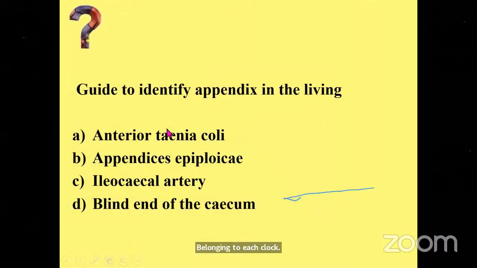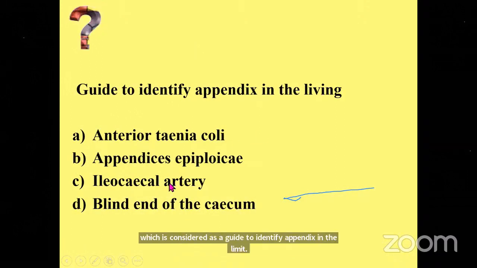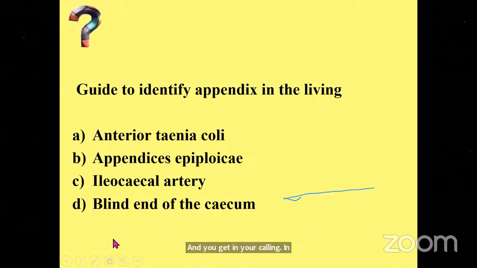Okay. Now, the next thing is, which is considered a guide to identify the appendix in the living? Anterior tinea coli, appendices epiploicae, ileocecal artery, blind end of the rectum. Because when you open the peritoneal cavity, even in the cadaver, it's not easy to get the appendix located. So if you are dealing with a live person, you need to identify the appendix faster, isn't it? You cannot simply go and see.